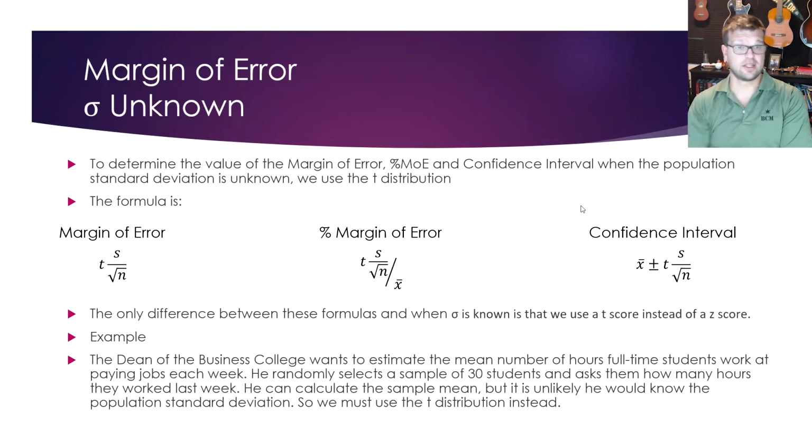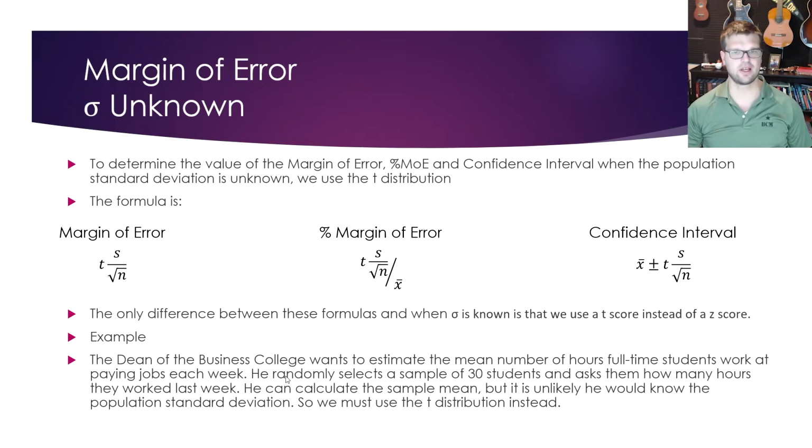Like I said, we're going to be using a t-distribution, and so the big change is instead of a z-score here, you're going to be using a t-score, and the t-score is obtained a little bit differently. For instance, this is an example of when we would use the t-score, a real world example.